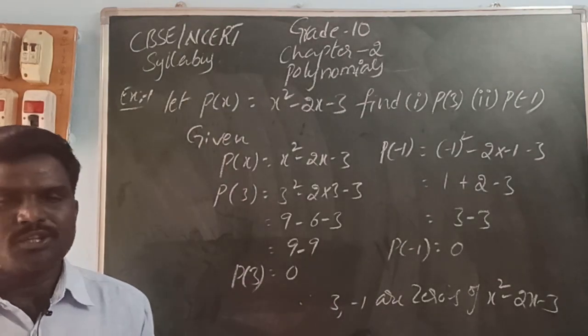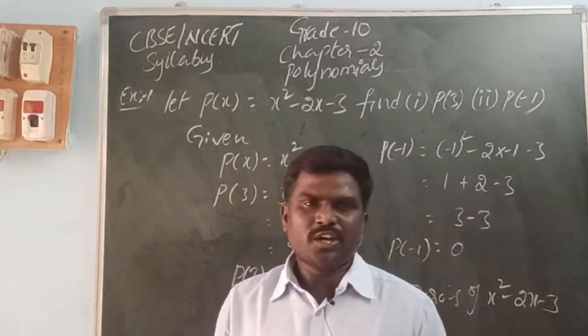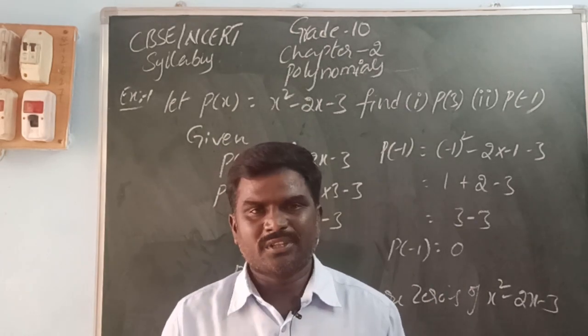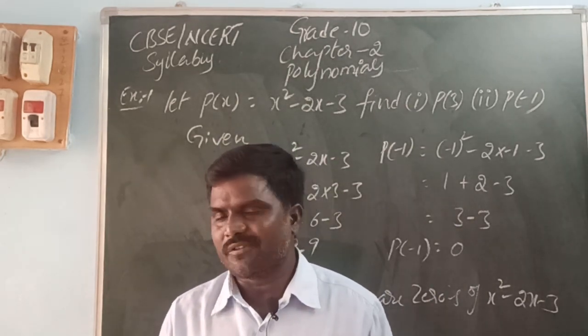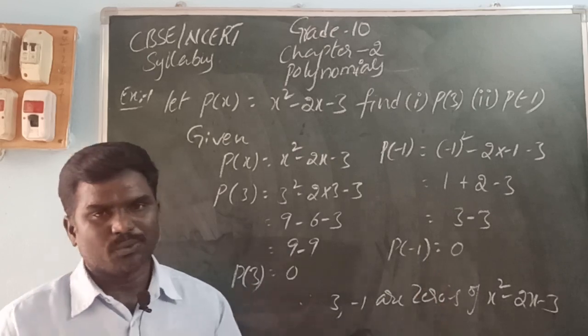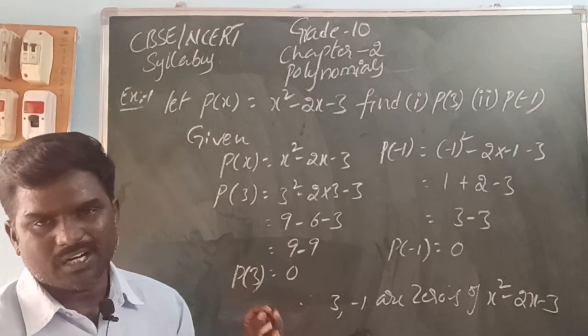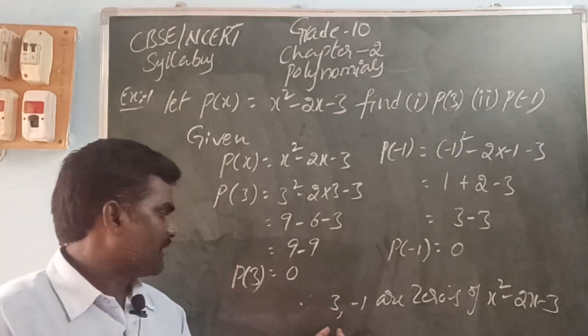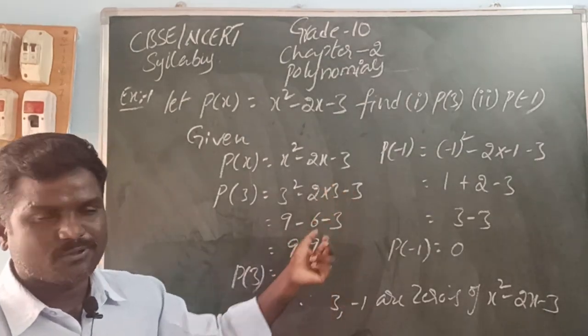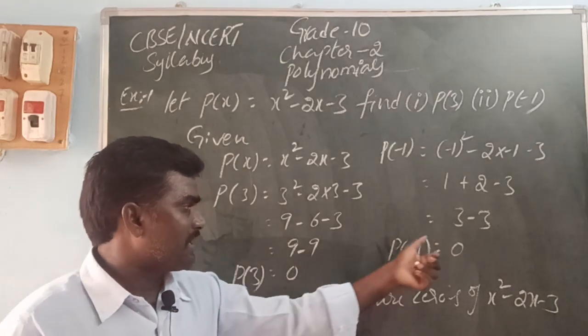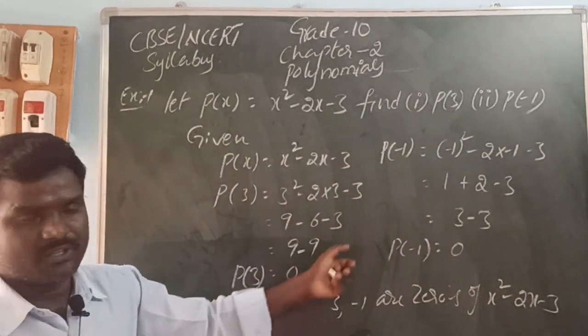Okay, what is called a zero? If in the place of the variable you substitute any numerical value, and the polynomial becomes 0, that numerical value of the variable is called a zero of the polynomial. Here what are the zeros? 3 and minus 1. In the place of x we take 3 as a numerical value, we get 0. Next, minus 1, we get 0. So this is the way.